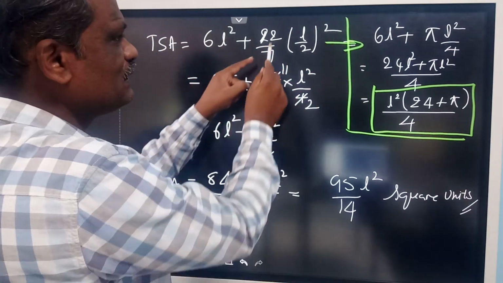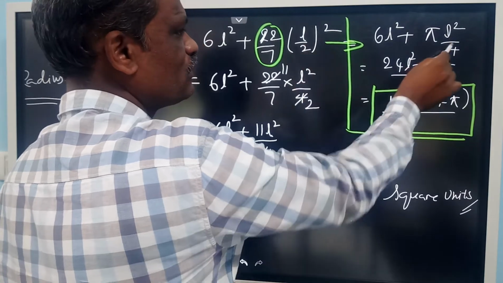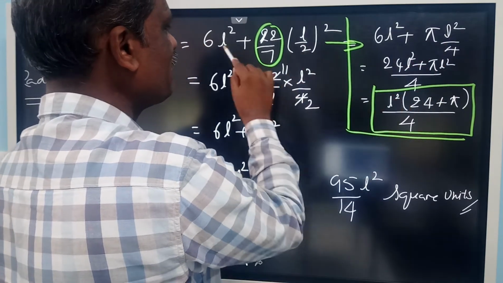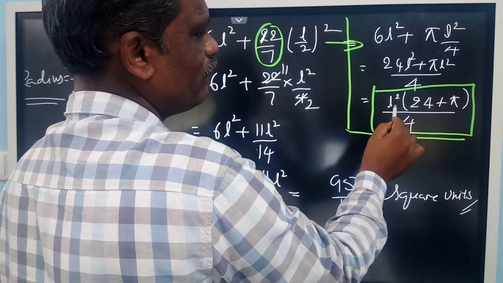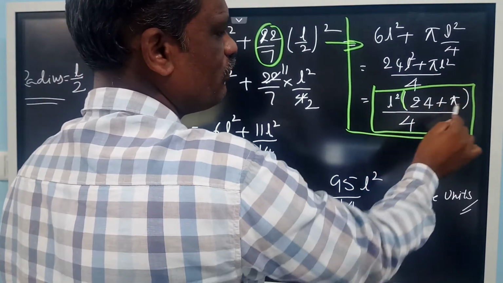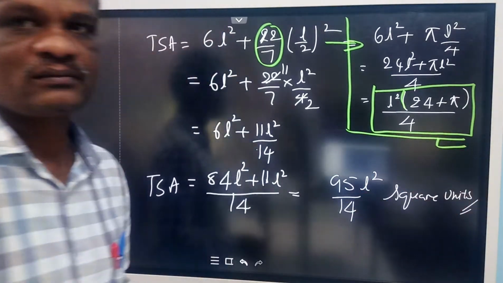You can keep this in this way also: 6L square as it is, and instead of 22 by 7 I have kept pi. L by 2 whole square means L square by 4. Take the LCM, it becomes 24 L square plus pi L square. Take L square common in the numerator, it becomes L square times 24 plus pi, divided by 4. This is also a solution, in square units.